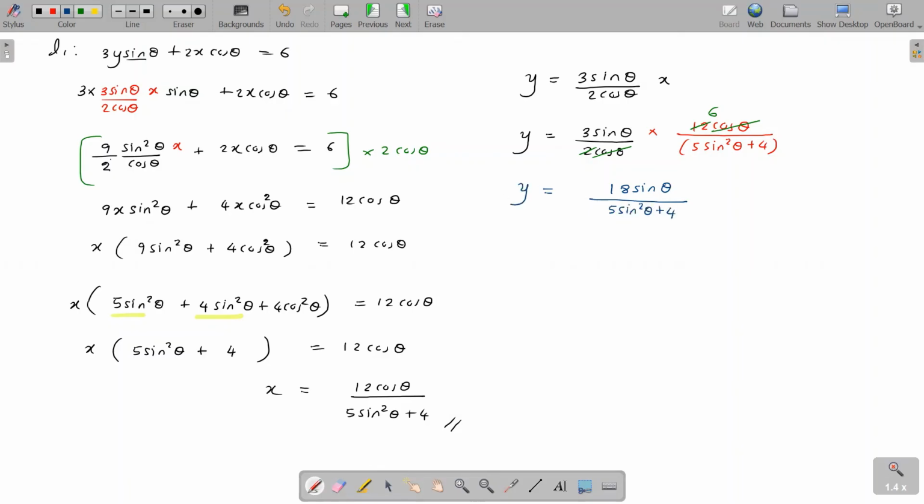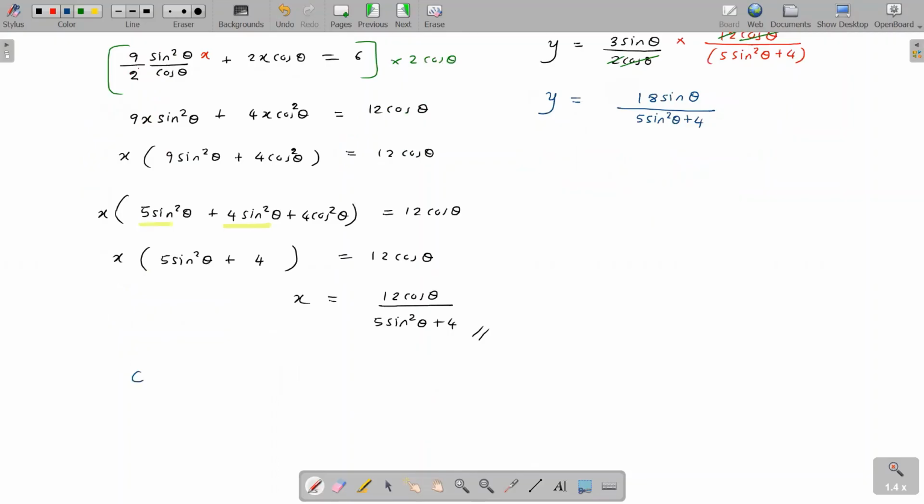This is y. So basically, the coordinates of Q are going to be 12 cos theta over 5 sine square theta plus 4, 18 sine theta over 5 sine square theta plus 4. Is this okay? So these are my coordinates of Q.